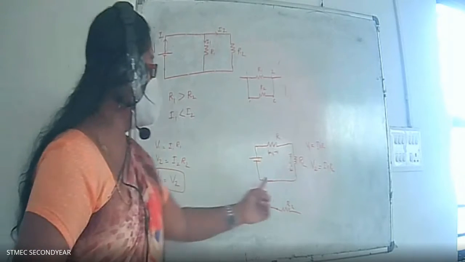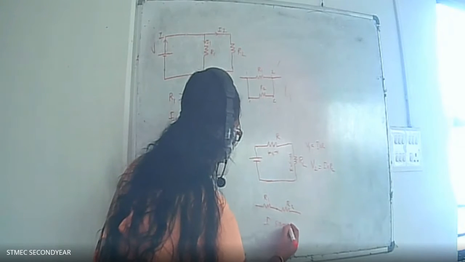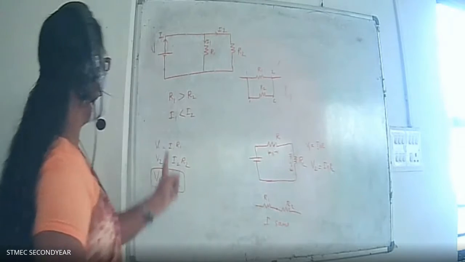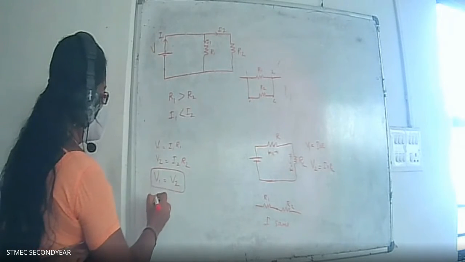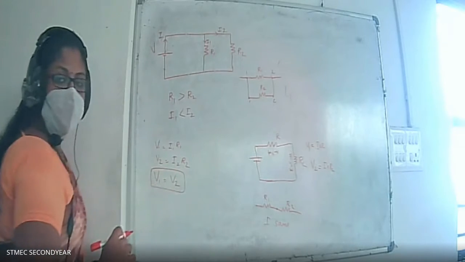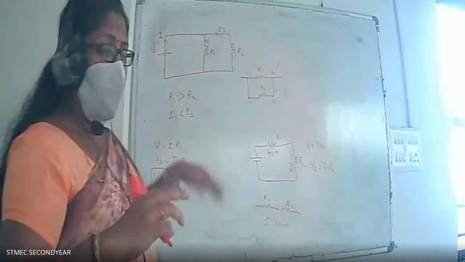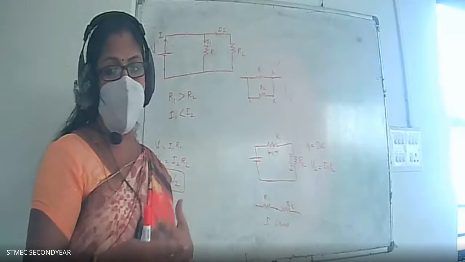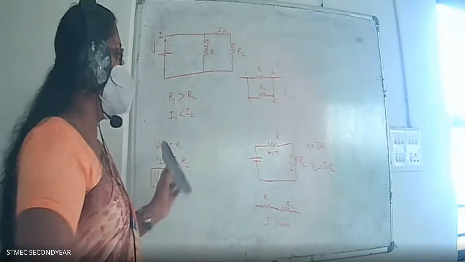But in the case of series connection, what is the thing? Current will be the same and voltage will be different across each of the components. But in the case of parallel connection, current will be different, but voltage will be the same. So you should remember that, okay? We have to apply this simple logic to every circuit that we are going to solve, okay? So this is the basics about Ohm's law and the application of Ohm's law.